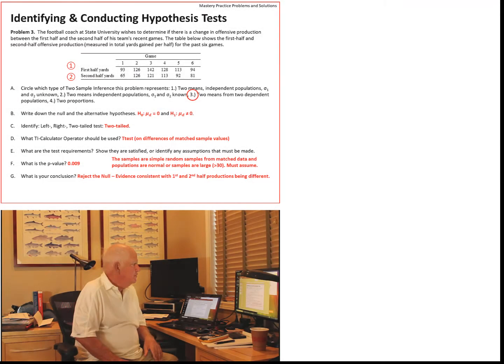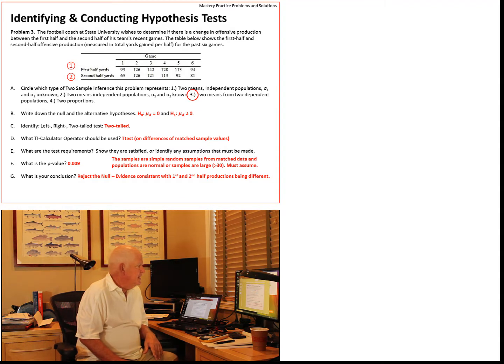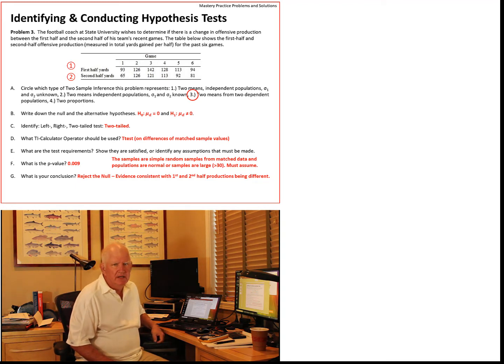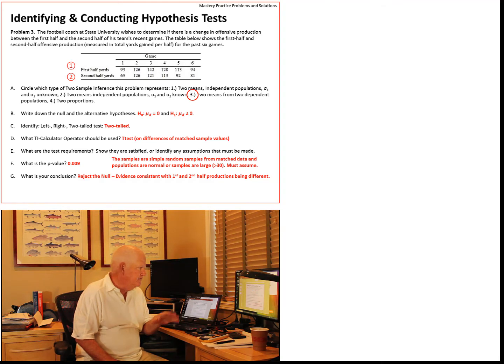Okay, let's go to problem 3 here now in this mastery section. We'll read through this. We're going to find that this is again a test on means, but this is a test on paired means. If you just look at the data before we read the problem, I may have to read the problem. Let me do that.